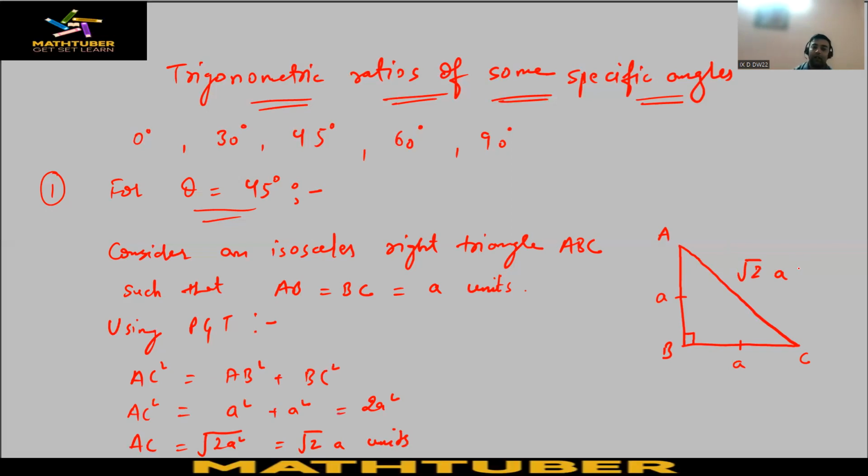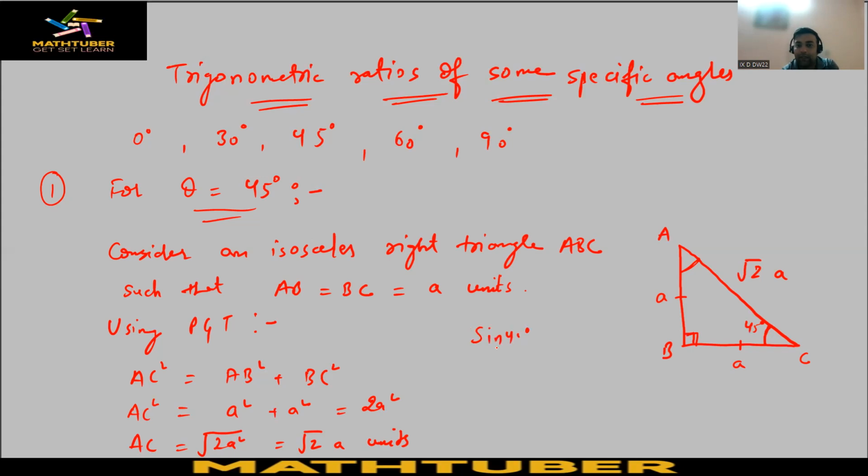And now we can find out, suppose this is the angle which we are taking, because this is 90 degree and according to angle sum property, these two angles will be equal and these will be 45 degree each. So according to this angle, AB becomes perpendicular, BC becomes base, and AC becomes hypotenuse. So we can find out the values of sine 45 degree, cos 45 degree, and tan 45 degree here. So I'll just do it here only.